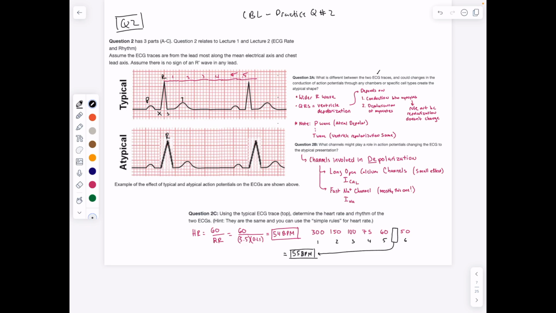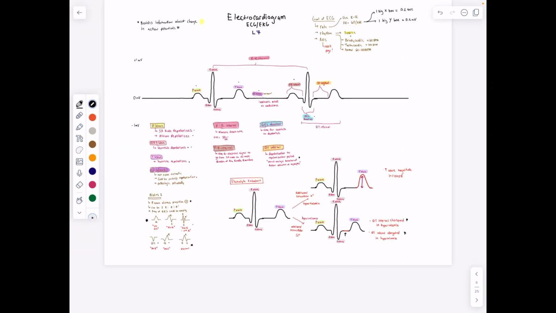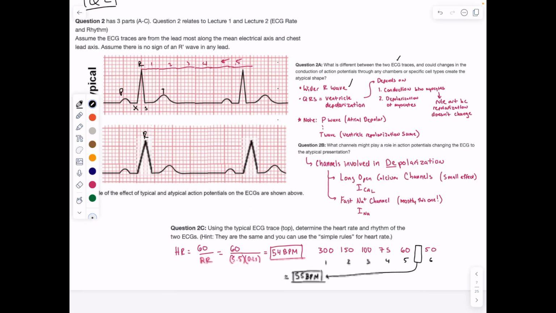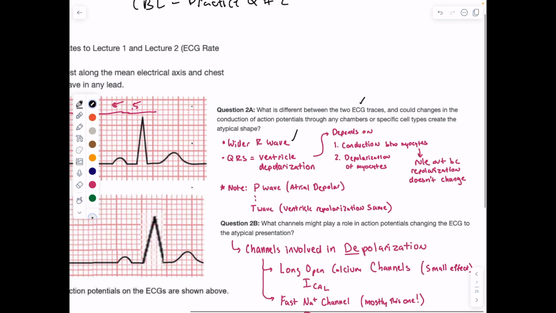So it's our R that appears to be longer, and so we have our wider R wave. We know that the QRS wave is when our ventricle depolarizes. So what causes the ventricle to depolarize? Well, we have conduction between the myocytes, right? That's going to allow us to get to our threshold voltage and then allow depolarization. So it's either conduction or depolarization.